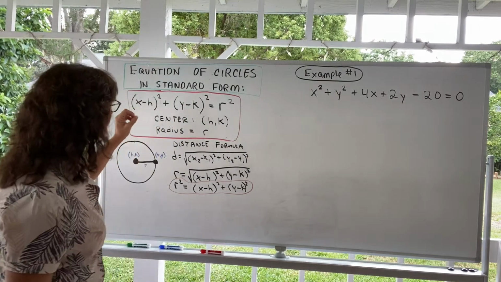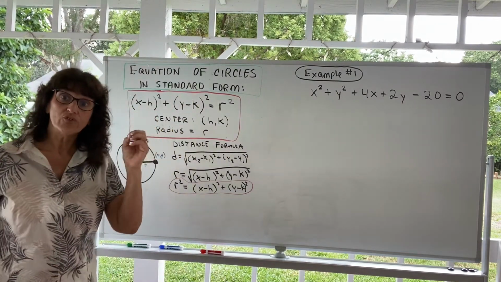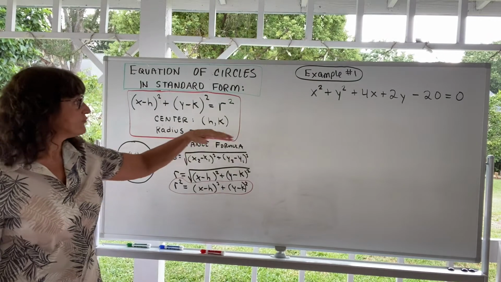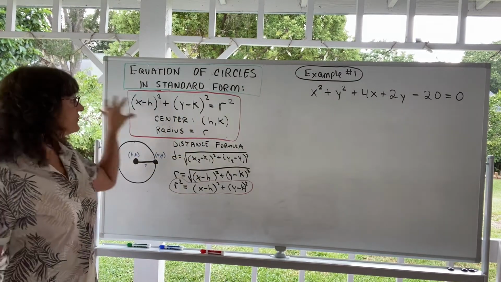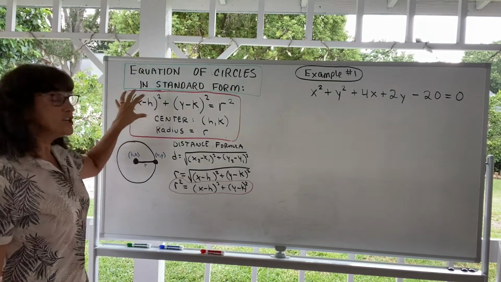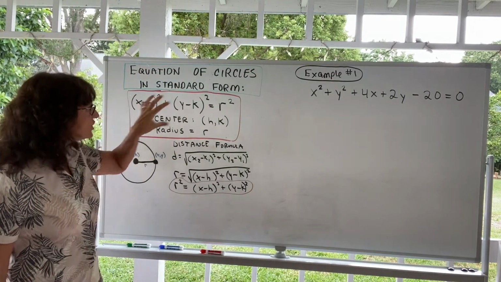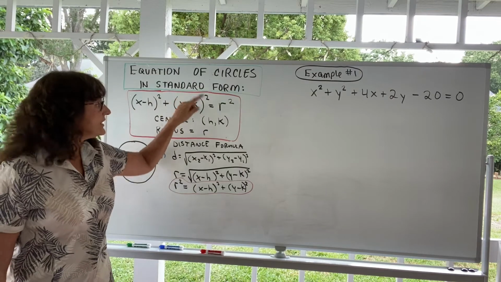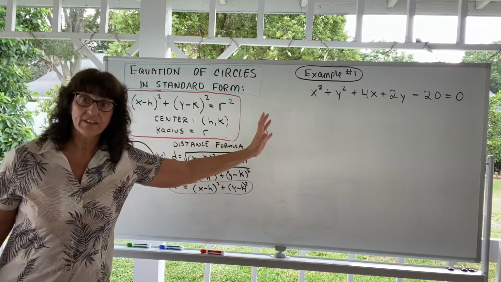Take a look at standard form, okay? What do we need to do to write expanded form in standard form? This equation tells us exactly what we need to do. Look at it. We need to group the x's together, and we need to group the y's together, and then we need to take our constants and put them on the other side of the equal sign, okay?